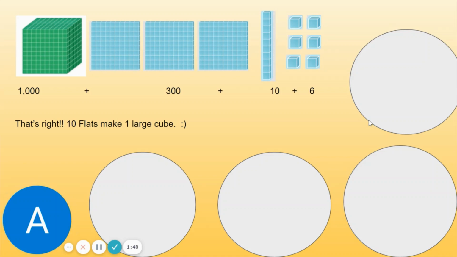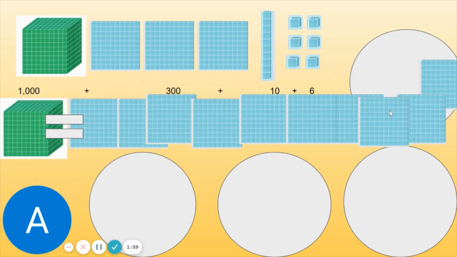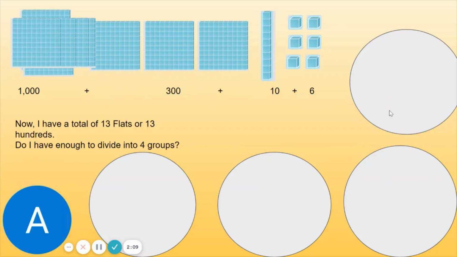That's right. 10 flats make 1 large cube. So in here, this is 1 flat, another flat. There are 10 flats on top of each other, which creates this cube. So I know that 1 cube is equal to 10 flats. So now can I be able to separate these flats and divide them into 3 groups?